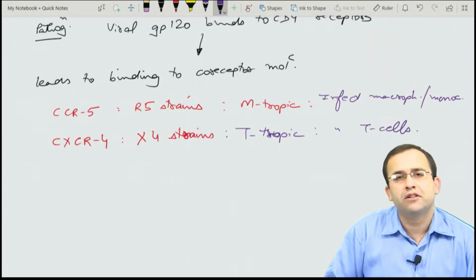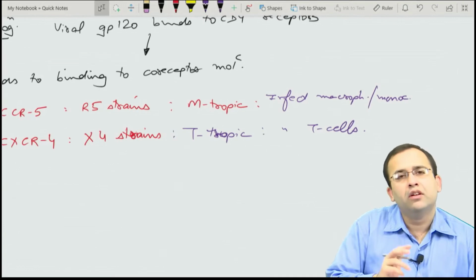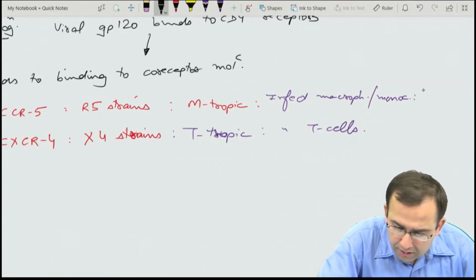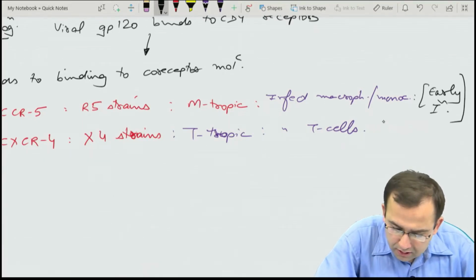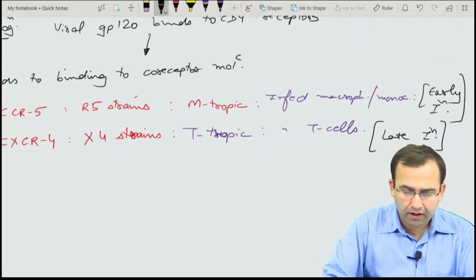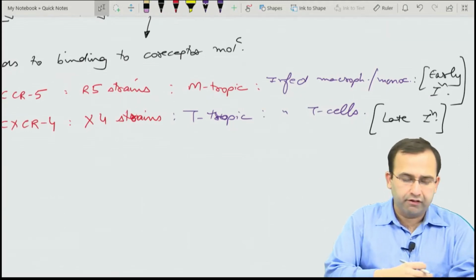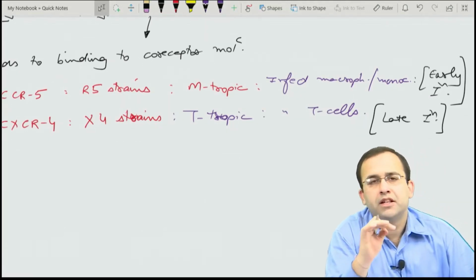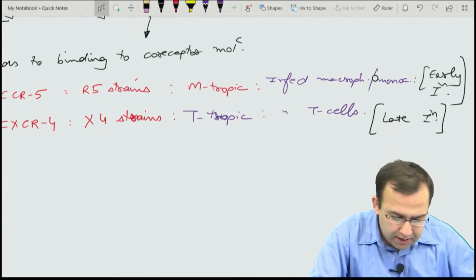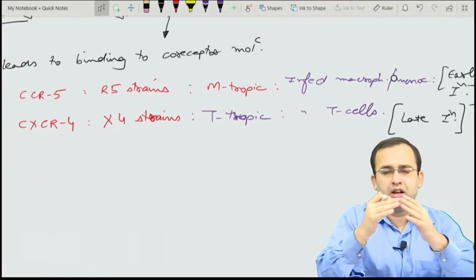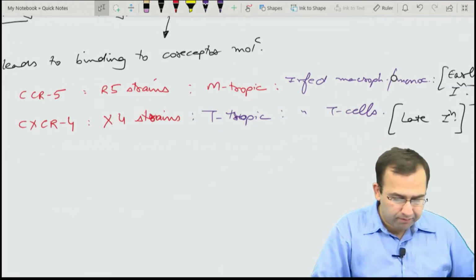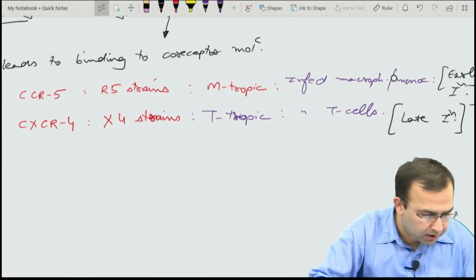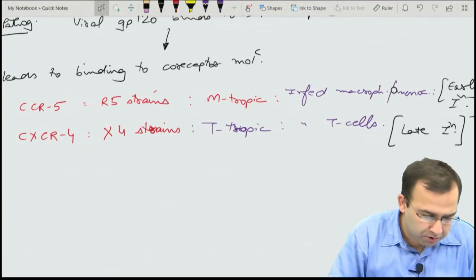The R5 strains are more commonly associated with early infection, versus the T-tropic strains, which are associated with late infection. This is the basic pathogenesis of HIV. Once the virus enters the cell, it binds with the host genome, undergoes reverse transcriptase activity, in turn leading to budding. Now, the point to be noted is the homozygous mutation.